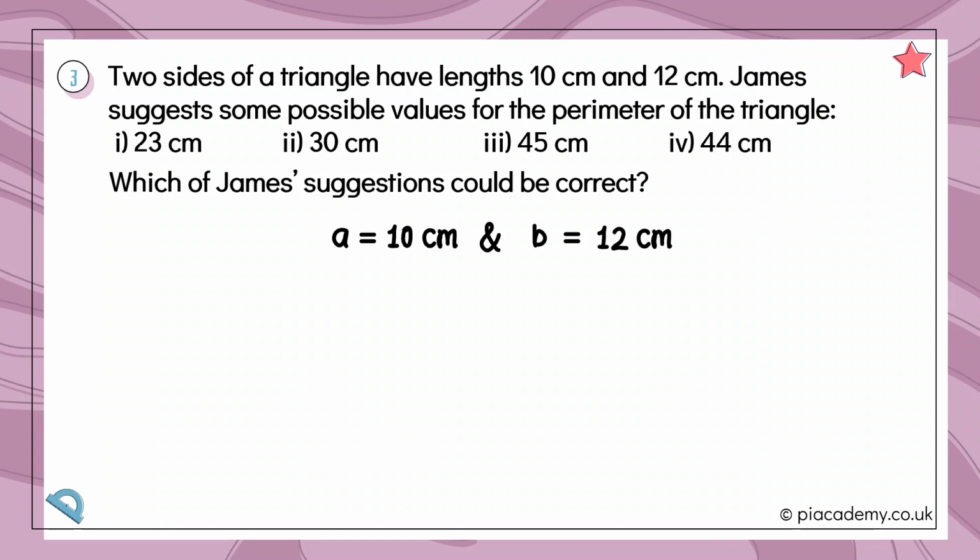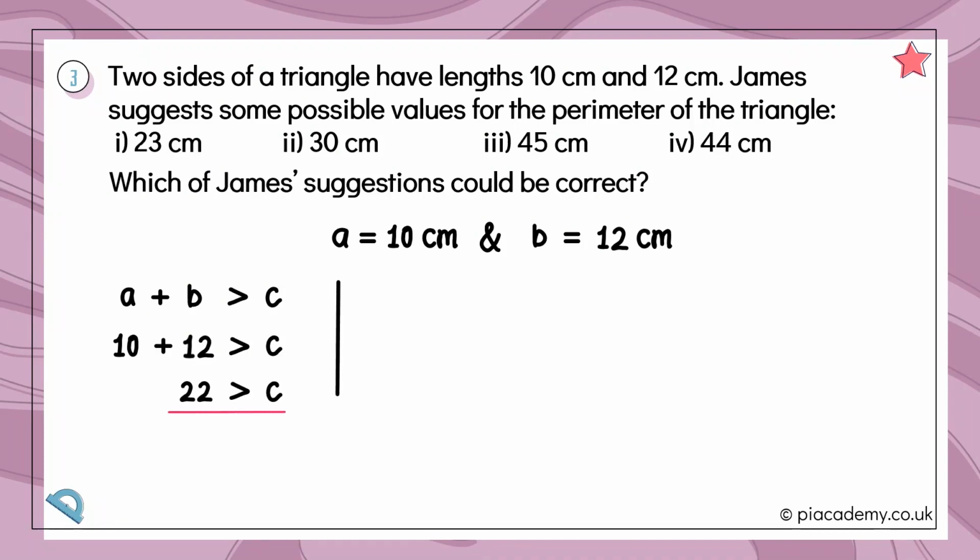Now, we are familiar with the triangle inequality theorem. So, what we do next is A plus B should be more than C, implying that we get 10 plus 12 to be more than C. That means that 22 should be more than C. That is the first observation. The second observation that we have is A plus C should be more than B. Therefore, 10 plus C is more than 12. Thereby, C should be more than 2.